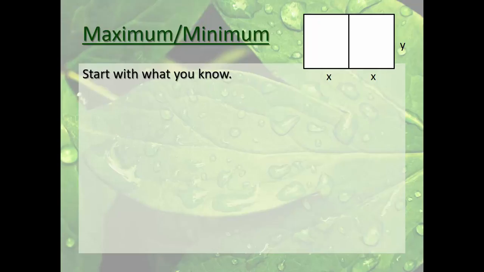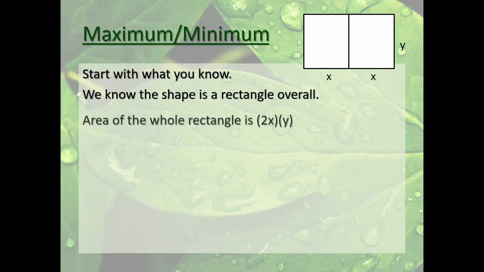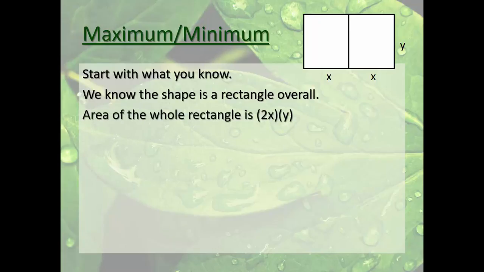Well, let's start with the area. We know that overall it's a rectangle, and the area can be found by multiplying base times height. And since the base is 2x and the height is y, then our area is going to be 2xy. And there's nothing more we know about that.